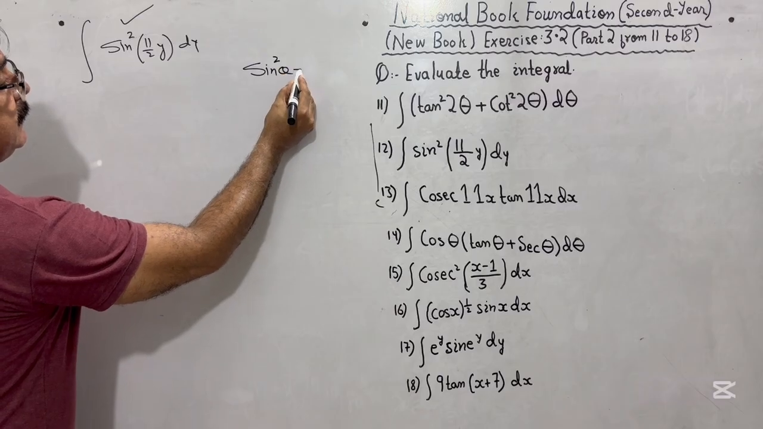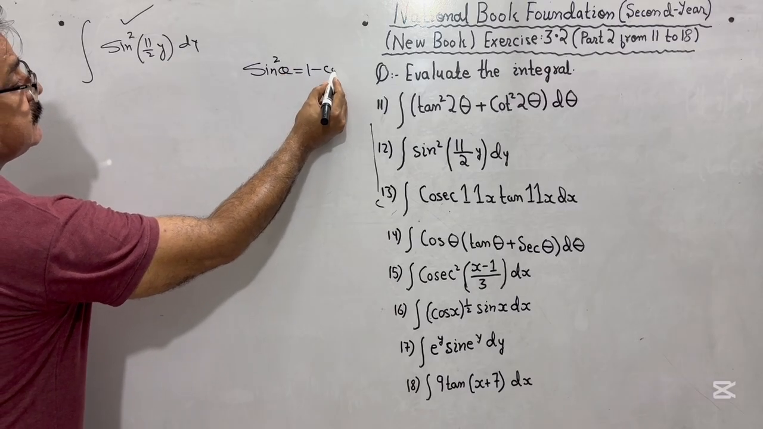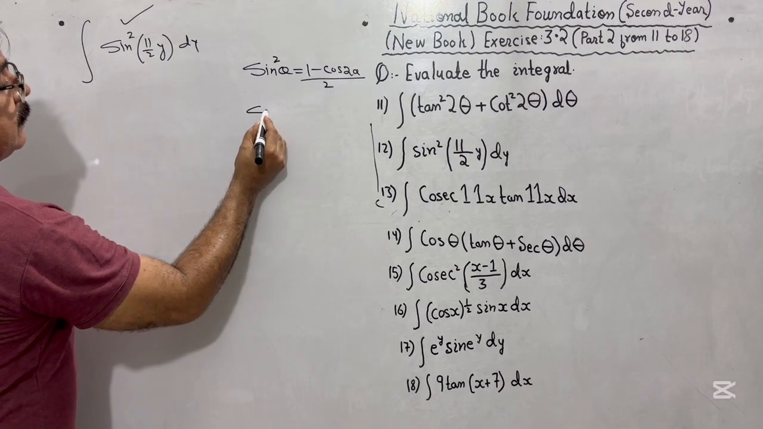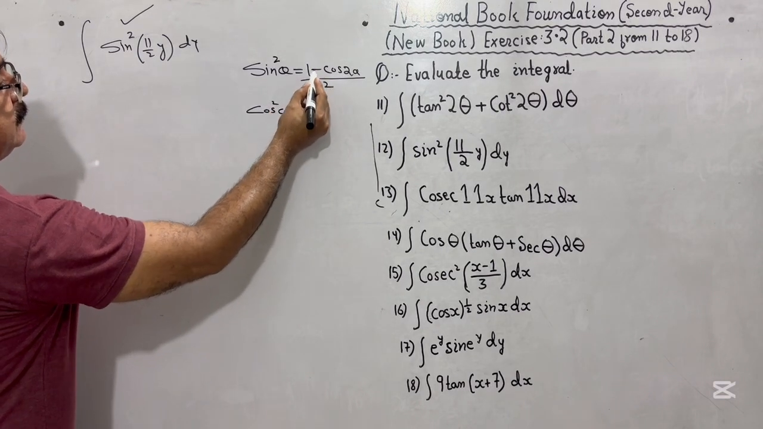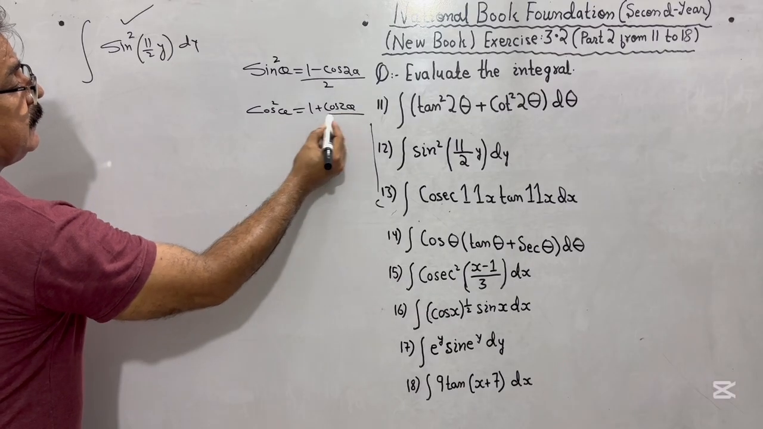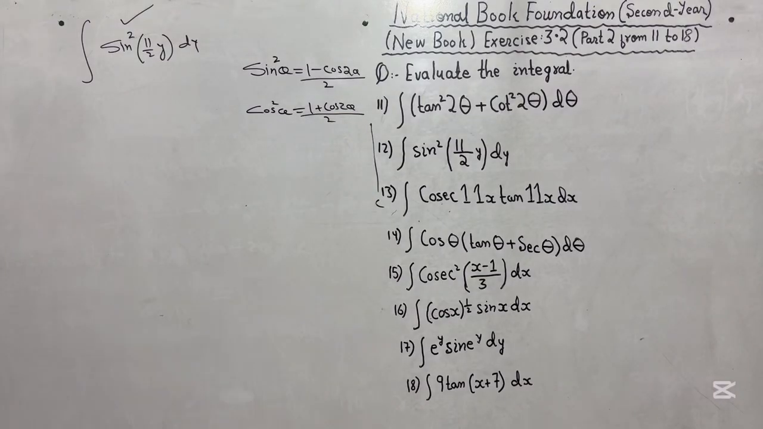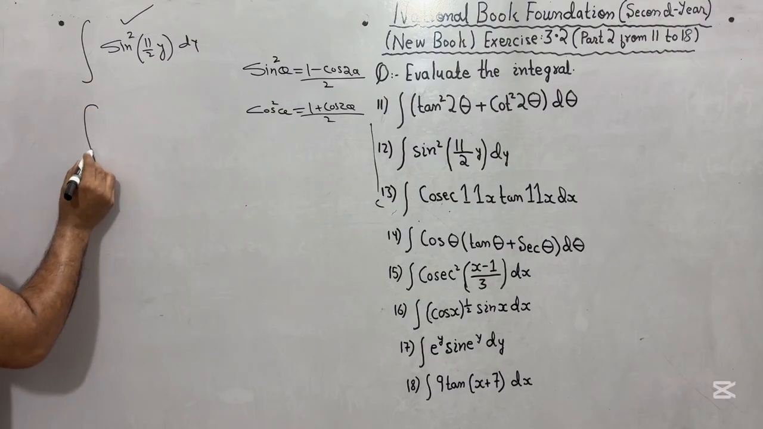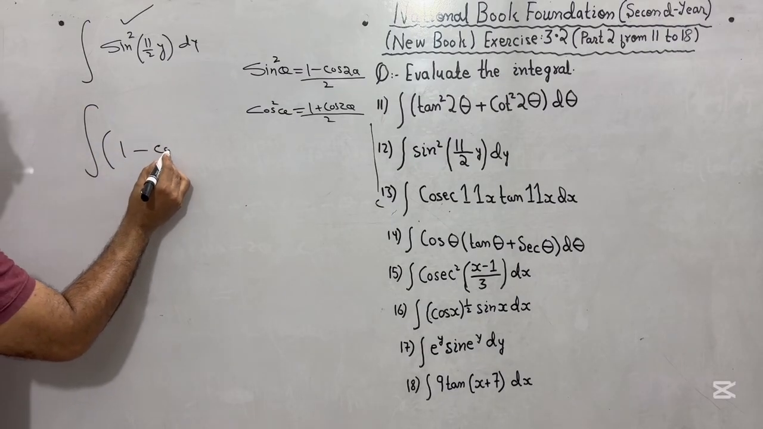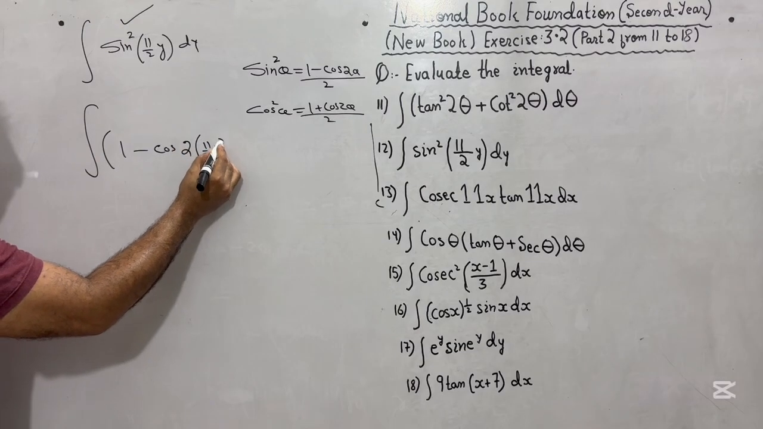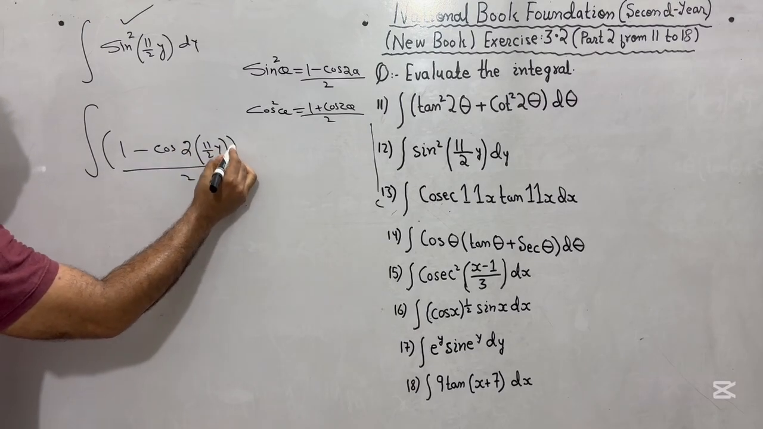Sine square theta is equal to 1 minus cos 2 theta over 2, and for cos square, here comes the positive only, 1 plus cos 2 theta over 2. That's our study. Here it is sine square, introducing this same formula. Sine square is 1 minus cos of double the angle, 11 over 2 y, over all 2. Here is dy.